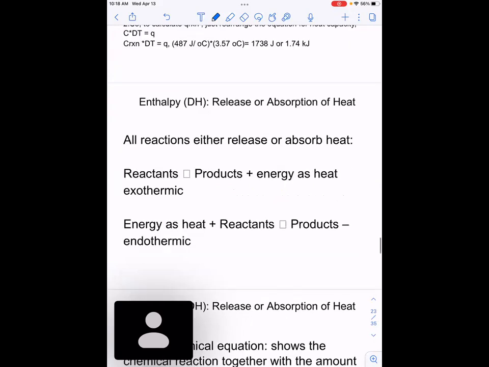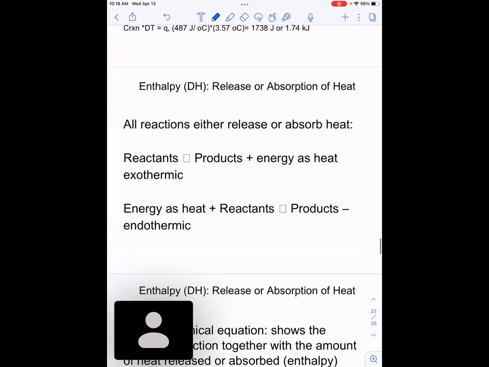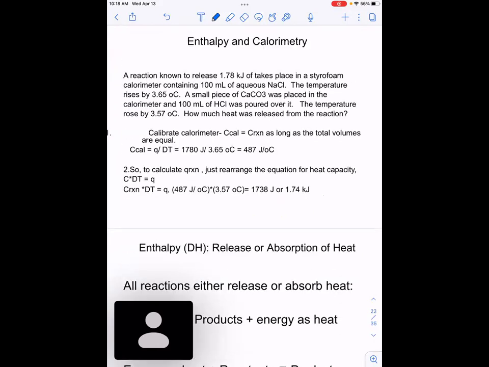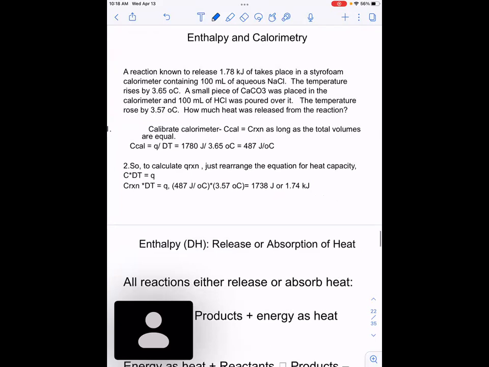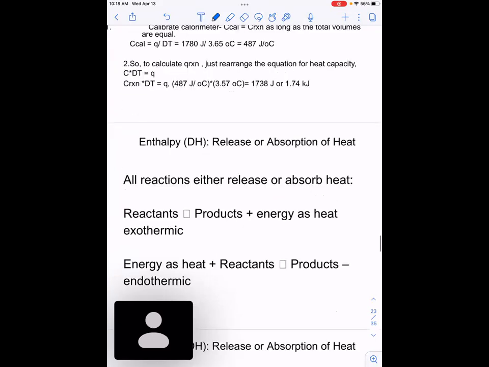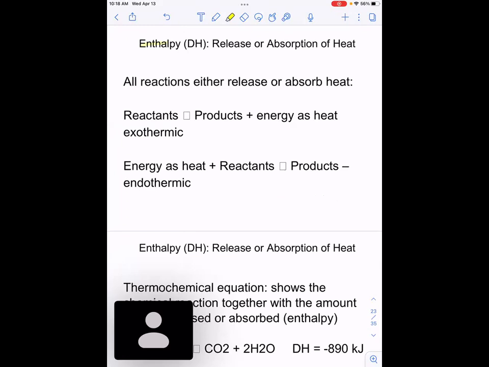So let me move to that section. I'm not going to do this problem right here, because it's similar to the one we just did. We're going to talk about now enthalpy as it relates to a specific reaction.